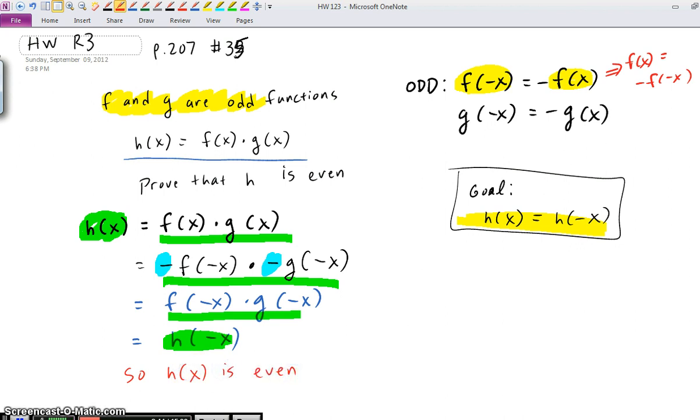Okay, and that's it for that one. The key is knowing these definitions, knowing the definition of odd, knowing the definition of even, and being comfortable playing around with those things.